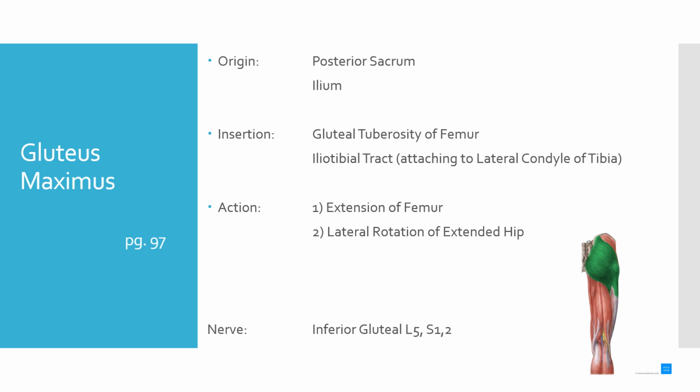Gluteus maximus. 2 origins include the posterior sacrum as well as the ilium. 2 insertions include the gluteal tuberosity of the femur as well as the iliotibial tract, attaching to the lateral condyle of the tibia. 2 actions include extension of femur as well as lateral rotation of extended hip. The nerve is inferior gluteal L5, S1, and 2.